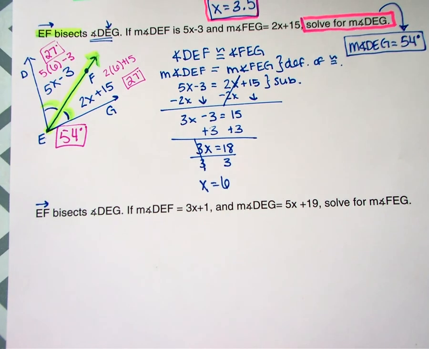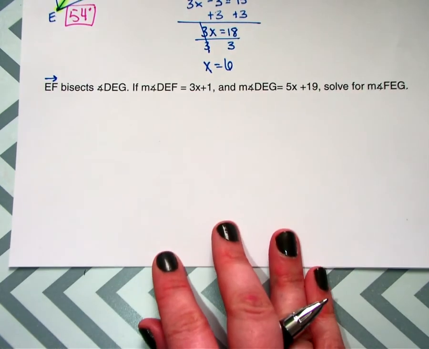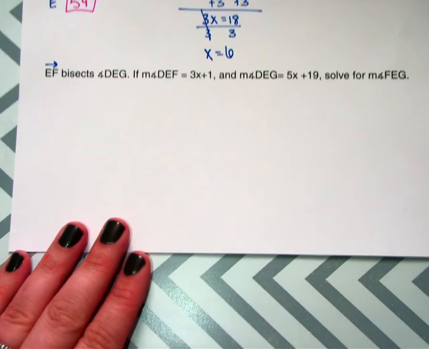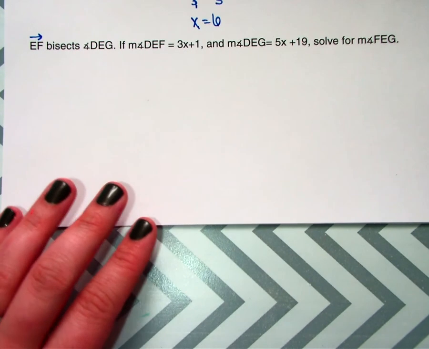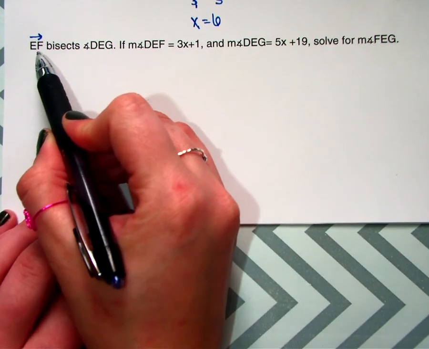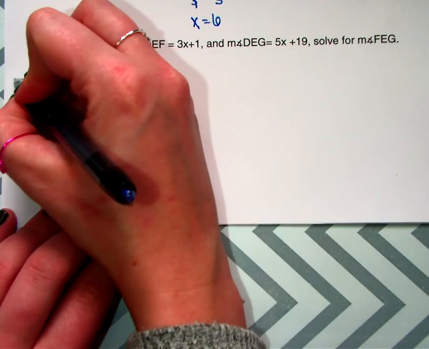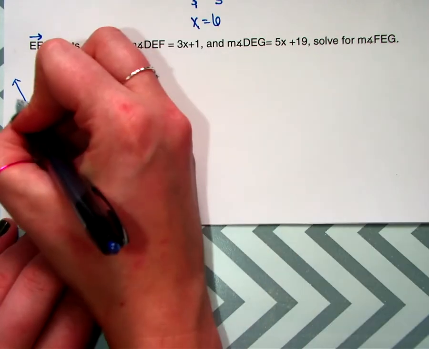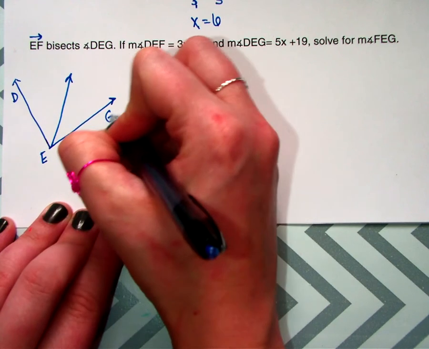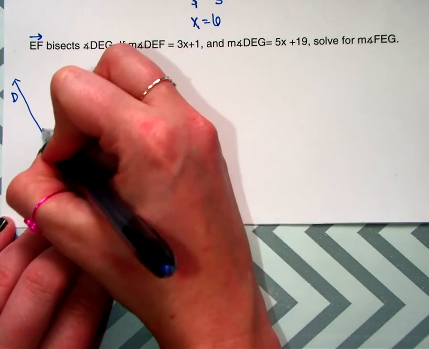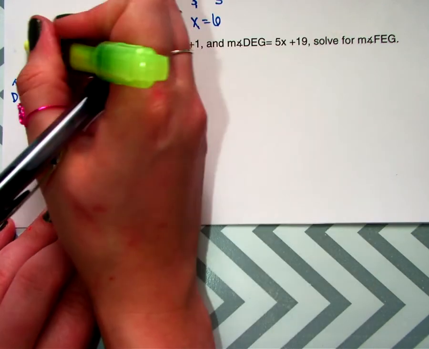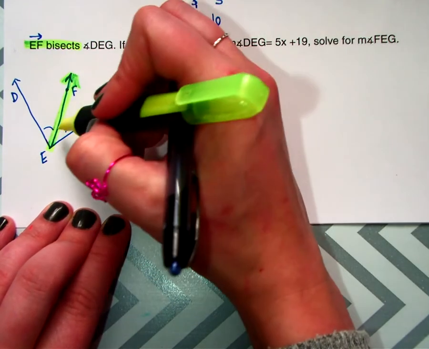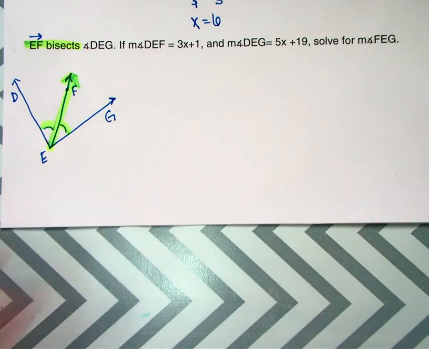The last type of bisector question you can have is a mixed problem. It's kind of a combination between angle addition and understanding the definition of angle bisector. So in this problem, it's the same picture, right? EF bisects angle DEG. So I'm just going to draw the same picture again. Okay. So I'm going to put DEG, point F, and I'm going to mark these two equal. So remember, whenever you see the word bisect, that means that's the ray that's cutting the angle into two equal parts, making these two the same.